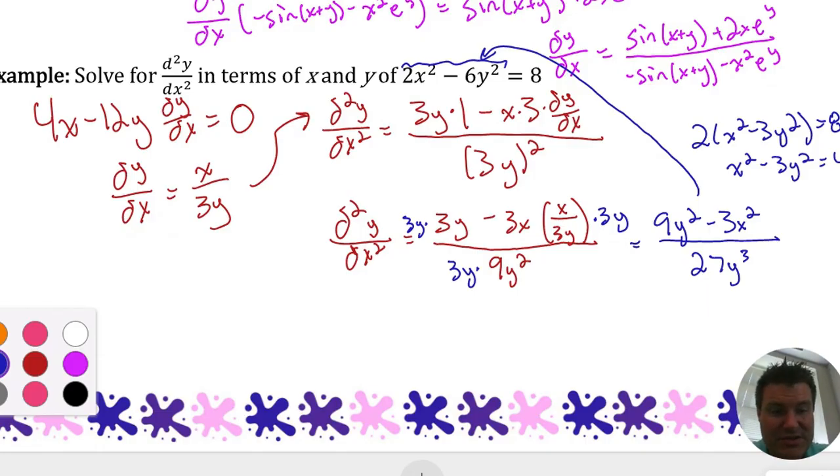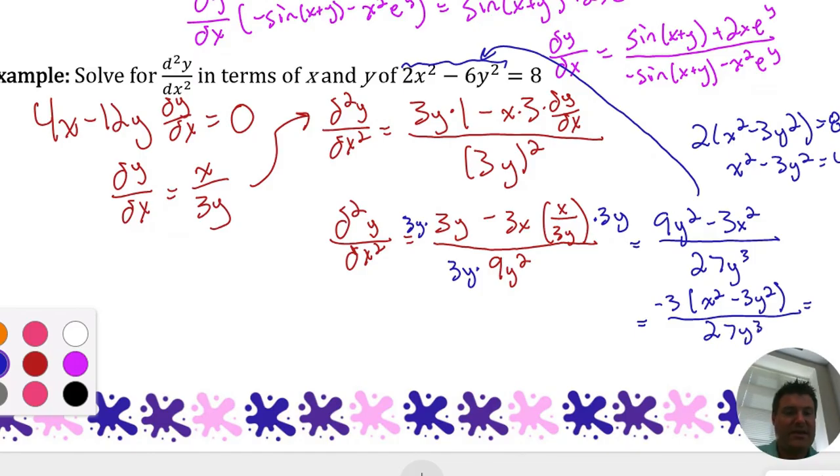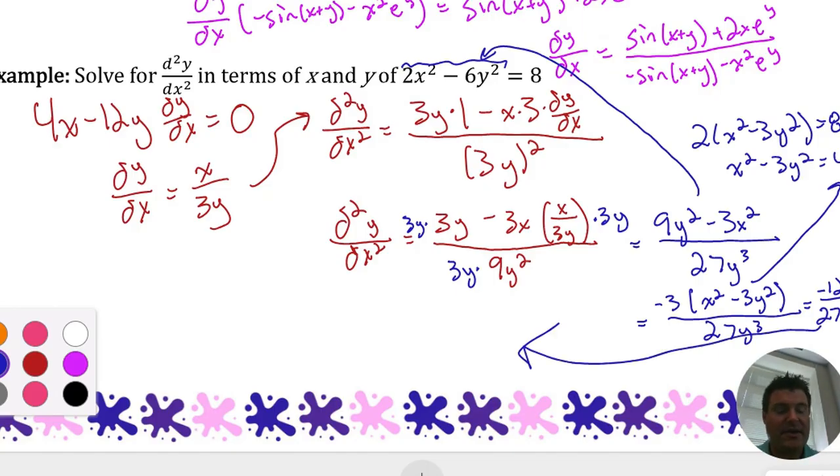And I can actually rewrite this equation right down here. Coming back down to my derivative, I can take out a factor of -3. If I do that, I'm going to end up with x squared minus 3y squared all over 27y cubed. When I do that, I can replace this with a 4. So I'm going to end up with -12 over 27y cubed. Running out of room, I'm going to throw this final answer right up in front there. We can divide all those terms by 3, and we're going to end up with a -4 on top all over 9y cubed.